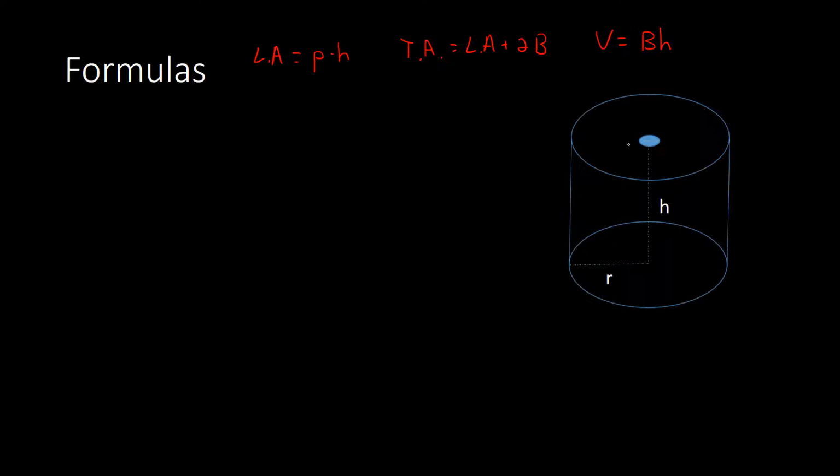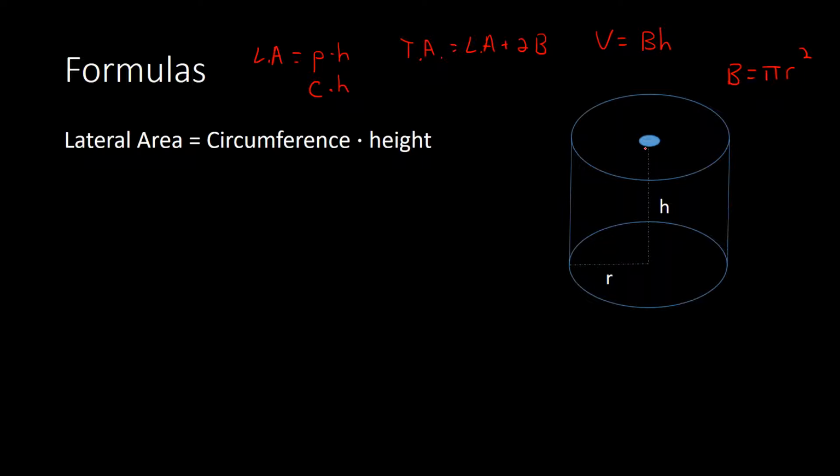The only difference is the perimeter of the base would now be the circumference, so circumference times height. And then the area of the base is the area of a circle, which would be pi r squared. So the area of the base would be pi times radius squared. That is the only difference in this lesson for cylinders.